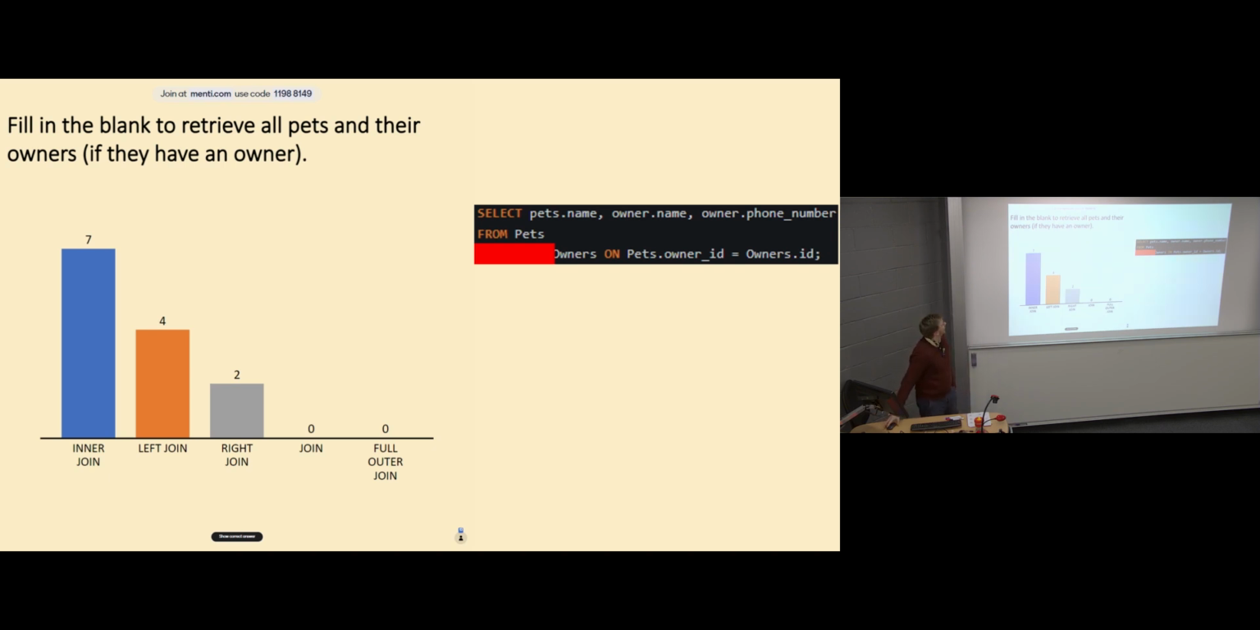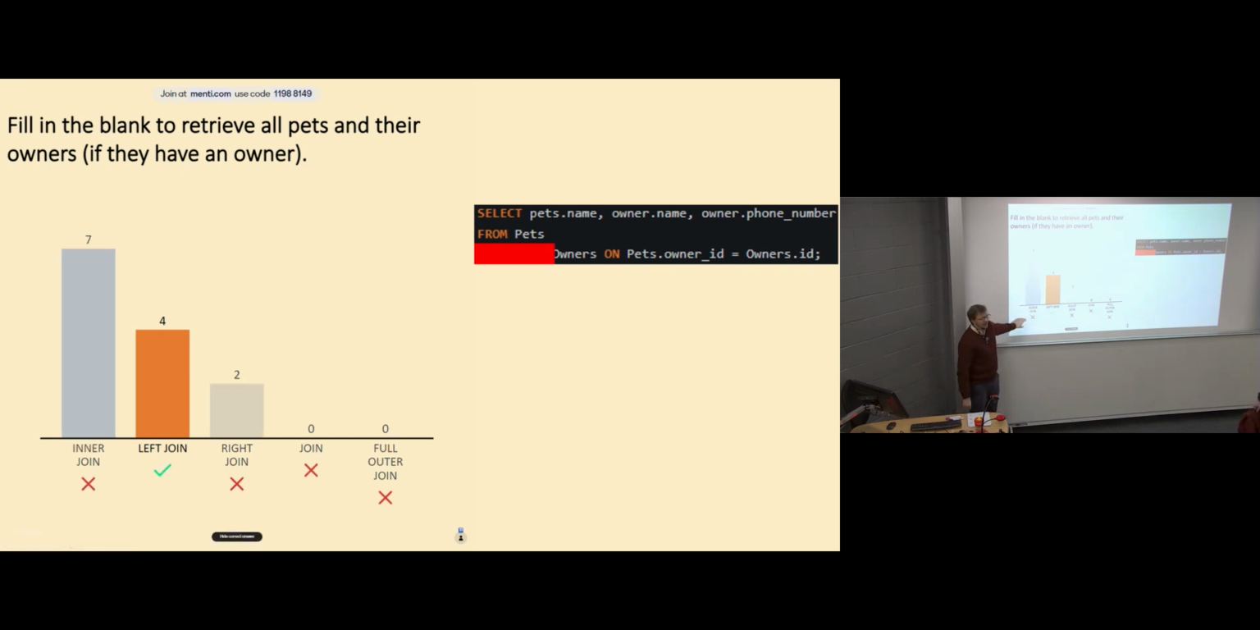Okay, so let's crack on. This is asking you to fill in the blank in order to retrieve all of the pets and their owners, but only, well, if they have an owner. So some of them don't have owners, right? And so it's a left join.